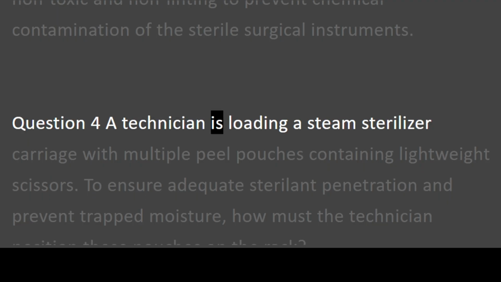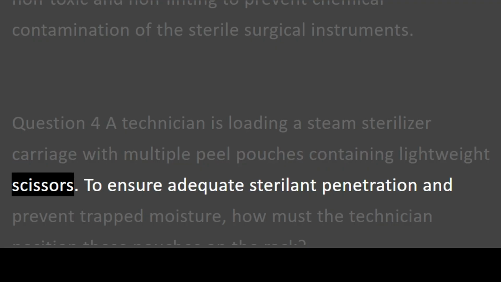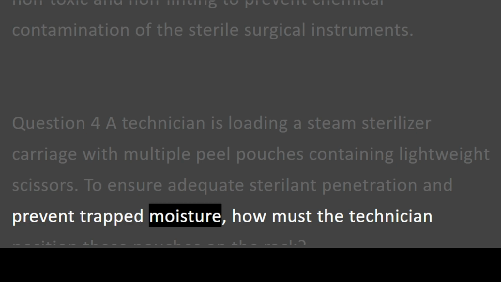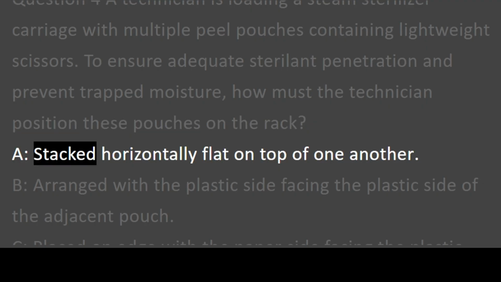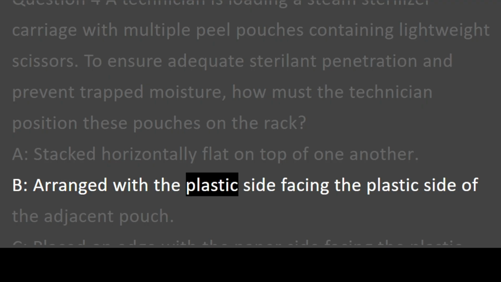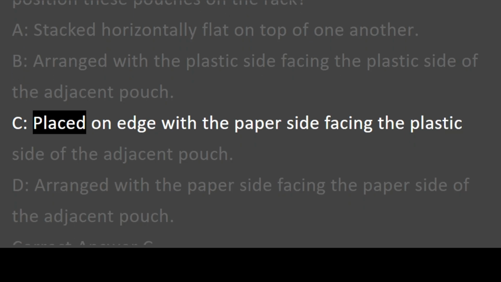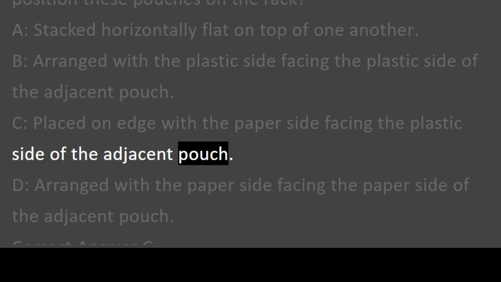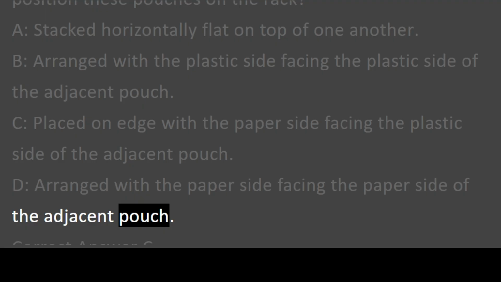Question 4. A technician is loading a steam sterilizer carriage with multiple peel pouches containing lightweight scissors. To ensure adequate sterilant penetration and prevent trapped moisture, how must the technician position these pouches on the rack? A. Stacked horizontally flat on top of one another. B. Arranged with the plastic side facing the plastic side of the adjacent pouch. C. Placed on edge with the paper side facing the plastic side of the adjacent pouch. D. Arranged with the paper side facing the paper side of the adjacent pouch.